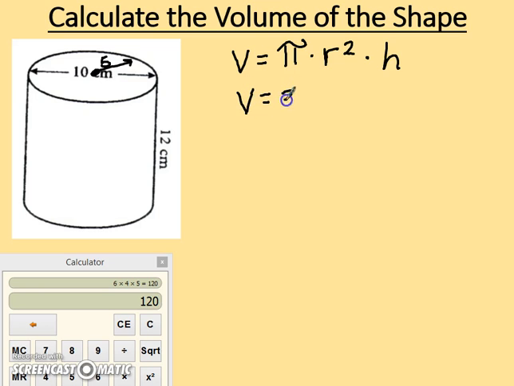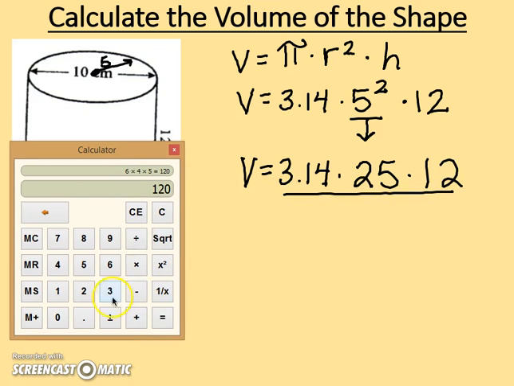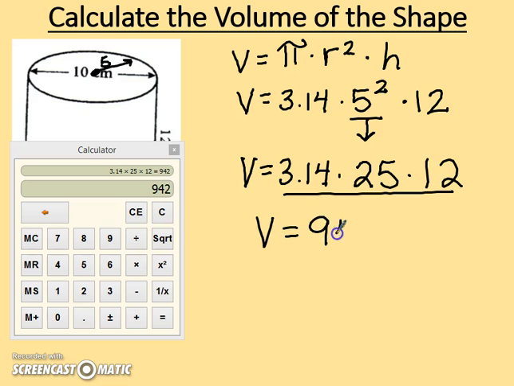So our volume is pi, which is 3.14, times the radius squared, which is 5 squared, times the height, which is 12. Remember, the order of operations says I have to do exponents before multiplication, so I need to simplify 5 squared. So my volume is 3.14 times 5 squared, which is 5 times 5, which is 25, times 12. And now I can just string this in my calculator because it's all multiplication. 3.14 times 25 times 12 equals 942. So the volume is 942.